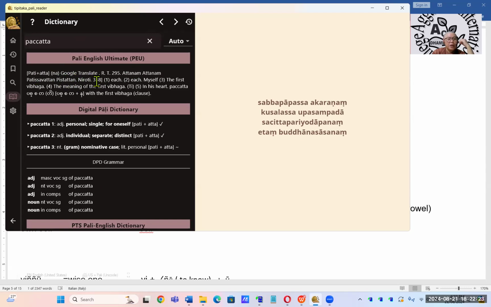This is a Pali English Ultimate. It's actually newly created, not finished yet, where they translate the Pali Burmese translation to Pali English. It's a project that is going on. I actually help also in this project, not finished yet. So pachata, personal, single, for oneself. There's one translation for oneself or individually, separately, distinctly, right? And you also got the declension here and so on.